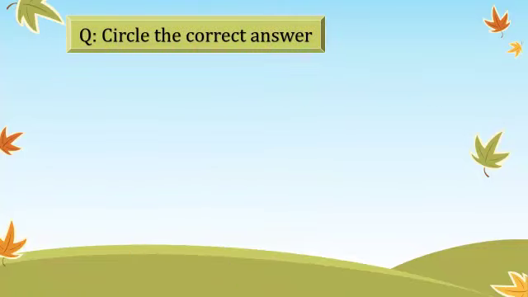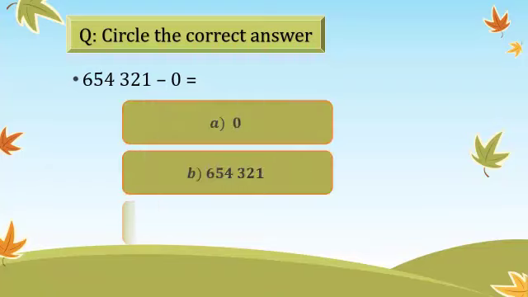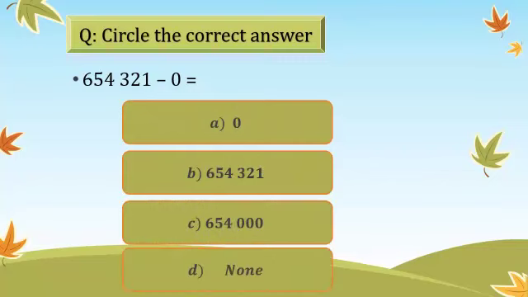Let's see another example of multiple choice question. 654,321 minus 0 is equal to. Again, you will be given 4 options and you have to select one from them. You know that when 0 is added to or subtracted from any number, the result remains the same. So, your answer will be 654,321. That is option B.